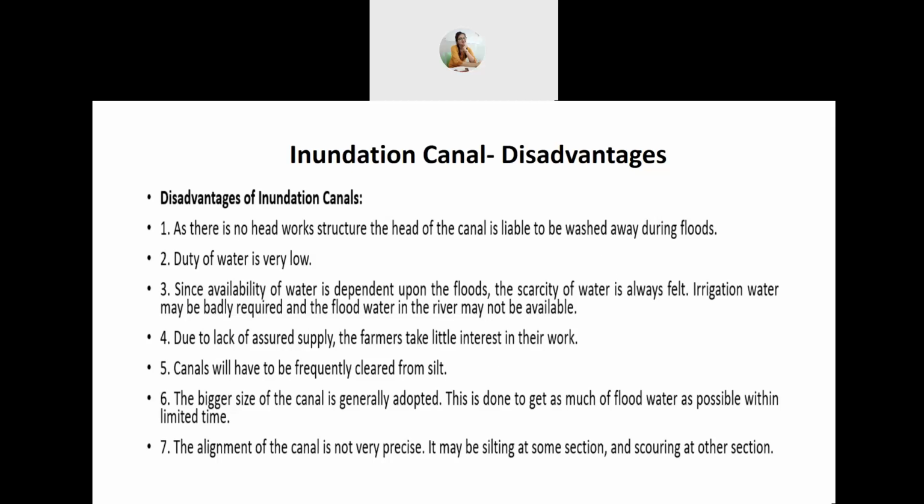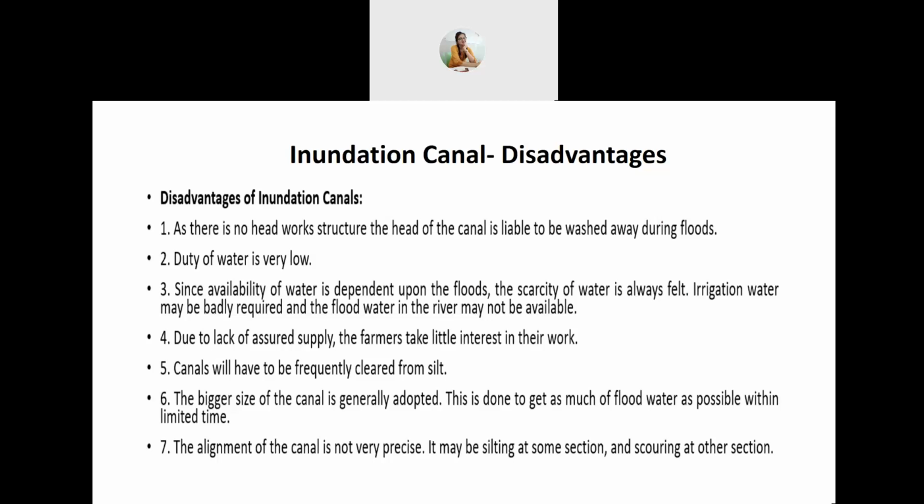Disadvantages of inundation canals. There are 7 disadvantages. The first one is, as there are no headwork structures, the head of the canal is liable to be washed away during floods. Number 2, duty of water is very low. Number 3, since availability of water is dependent upon the floods, scarcity of water is always felt. Irrigation water may be badly required and the flood water in the region may not be available.